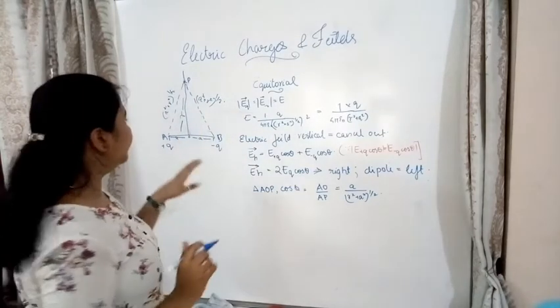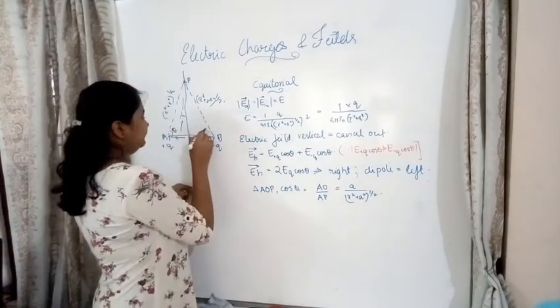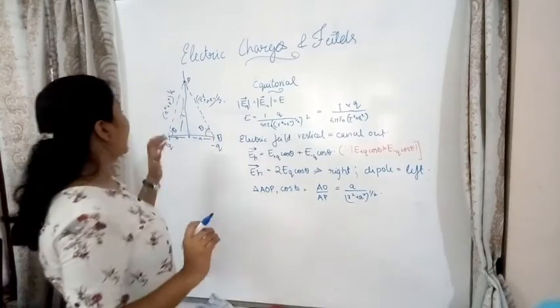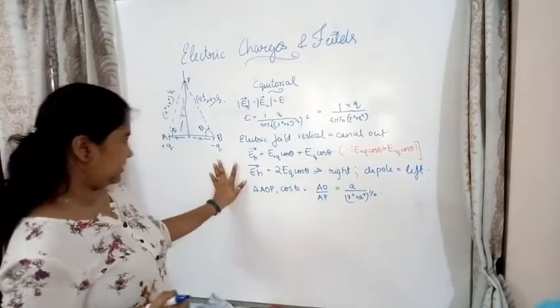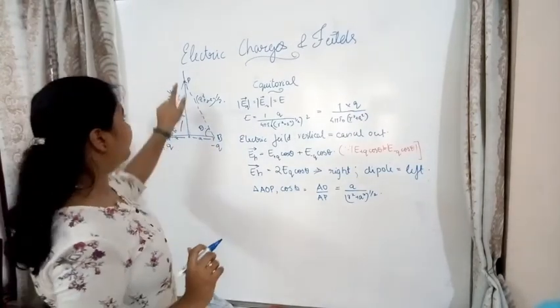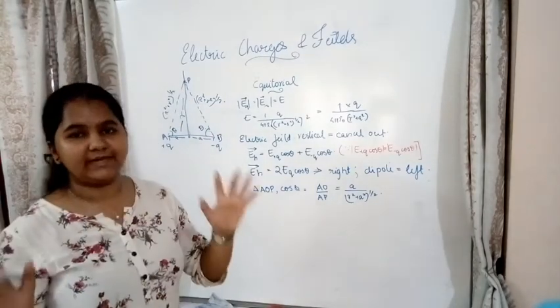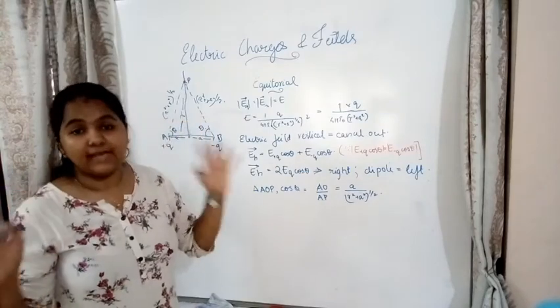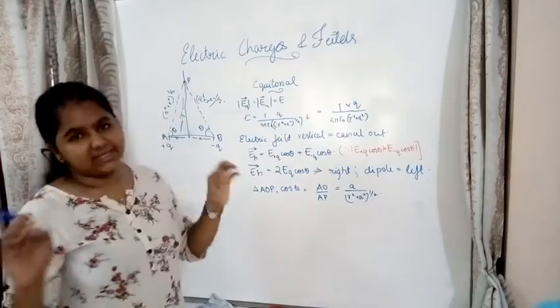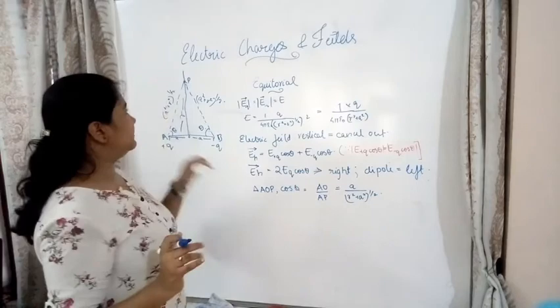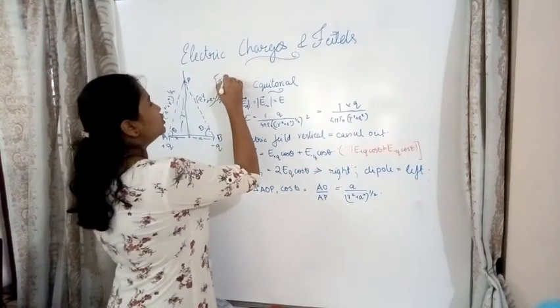So this is the diagram. This is the angle theta, on both sides. And we know these are equal and opposite charges. So what would be happening over here? What would be the electric field intensity? The total electric field intensity is the vector sum of all the individual electric fields. So we have to find E total.